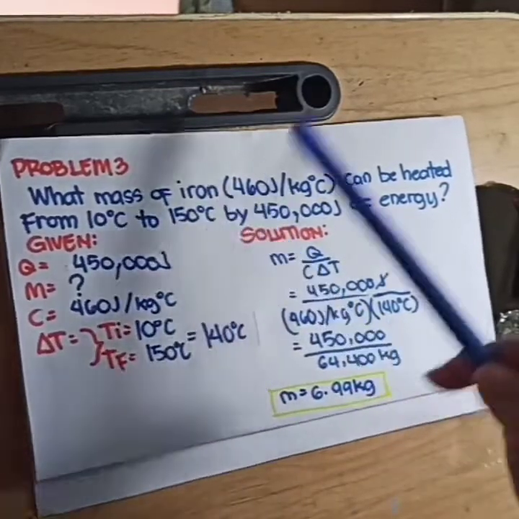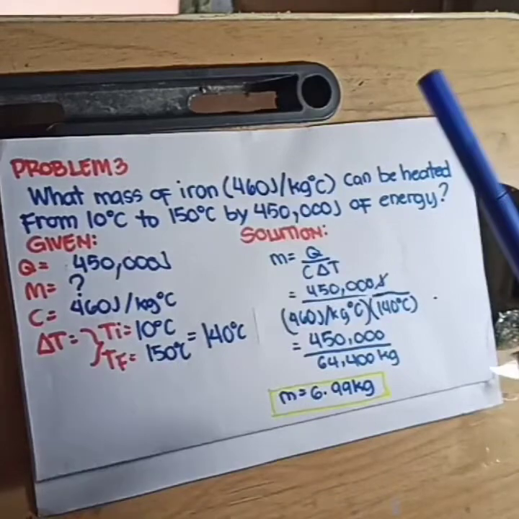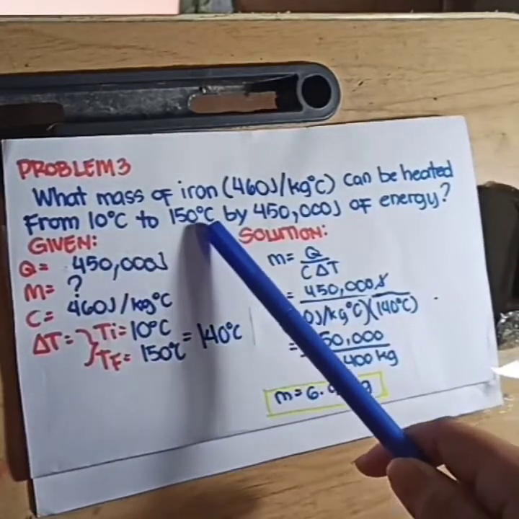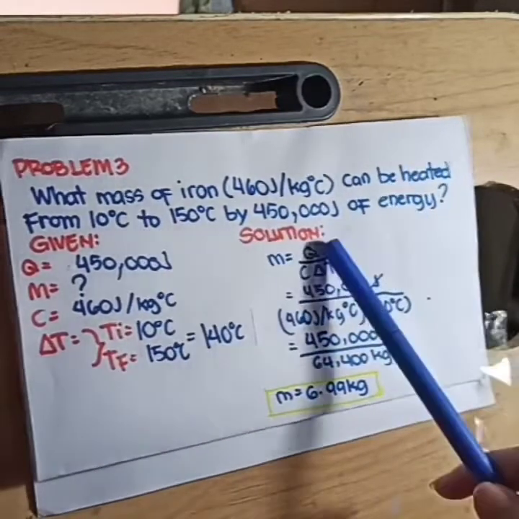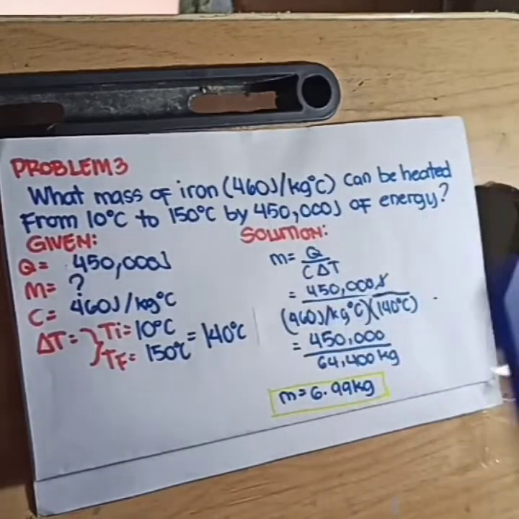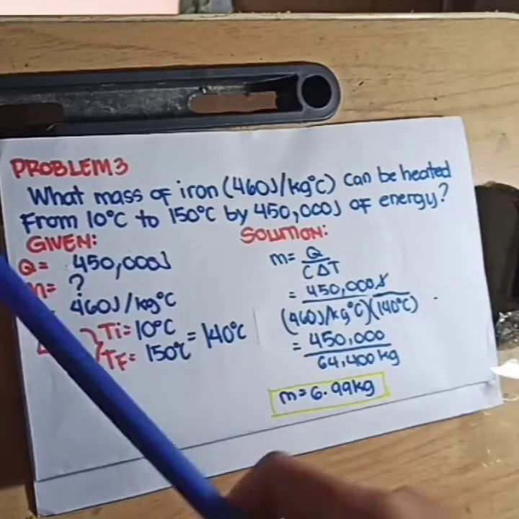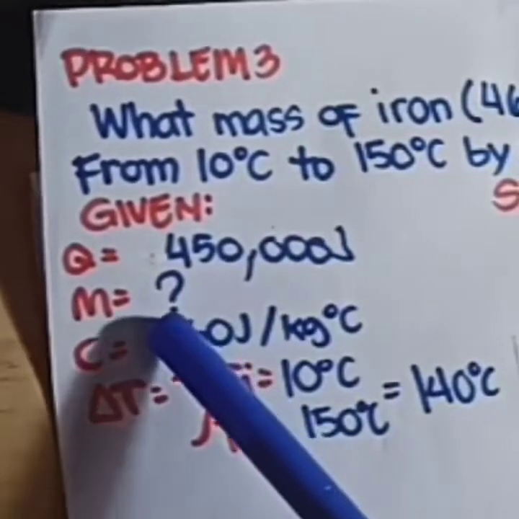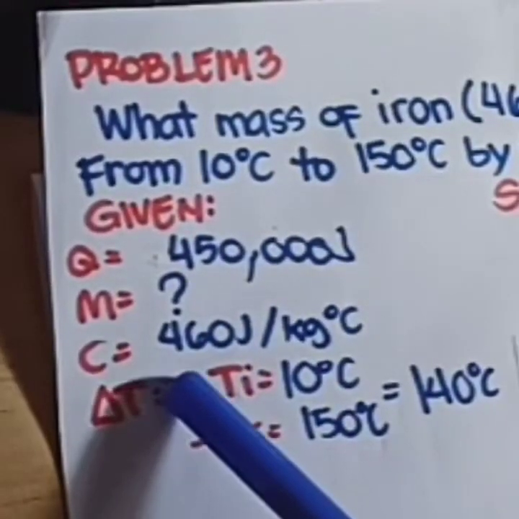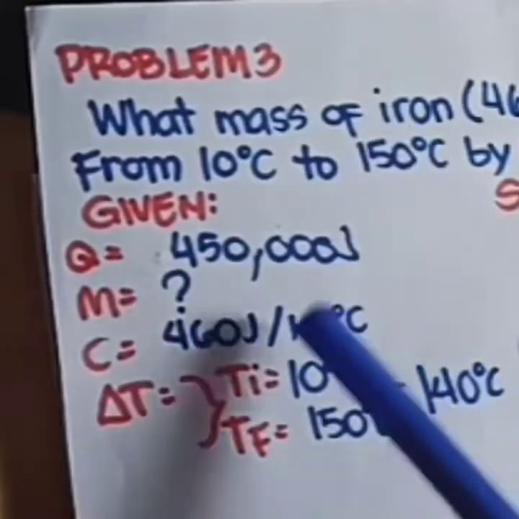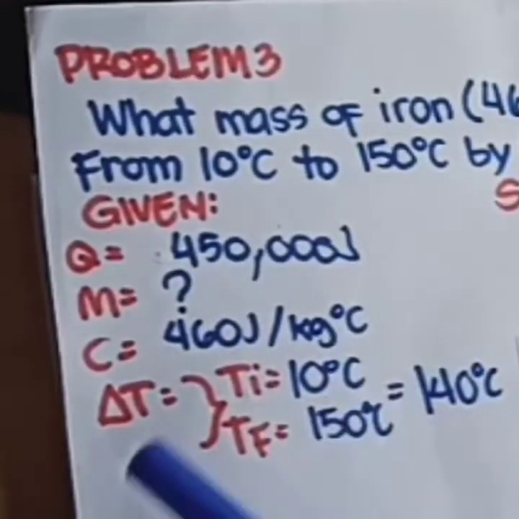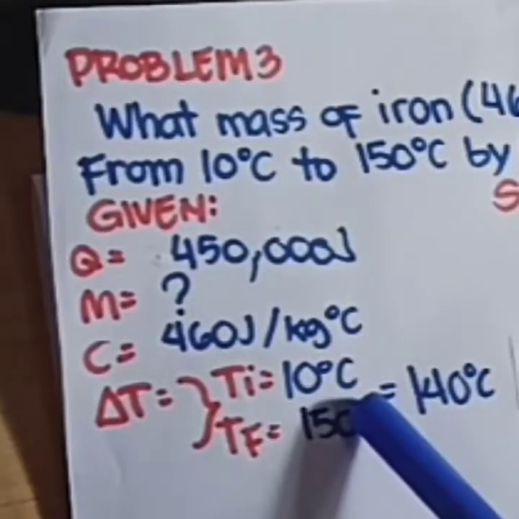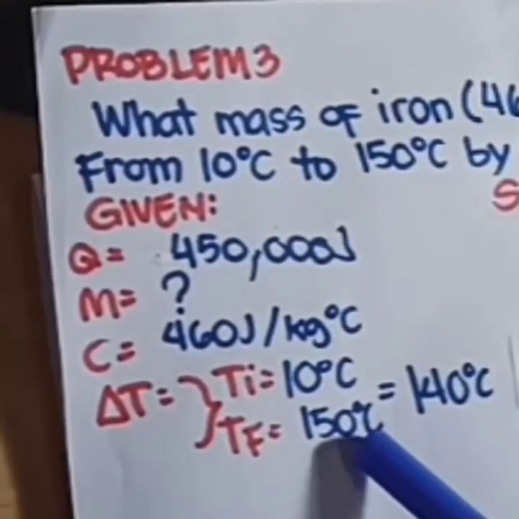What mass of iron of 460 joules per kilogram Celsius can be heated from 10 degrees Celsius to 150 degrees Celsius by 450,000 joules of energy? So first, we're going to write the given. We have here the heat involved, 450,000 joules, and the mass is question mark, and the specific heat is 460 joules per kilogram degrees Celsius. And we have here the change in temperature. The initial temperature is 10 degrees Celsius and the final temperature is 150 degrees Celsius.